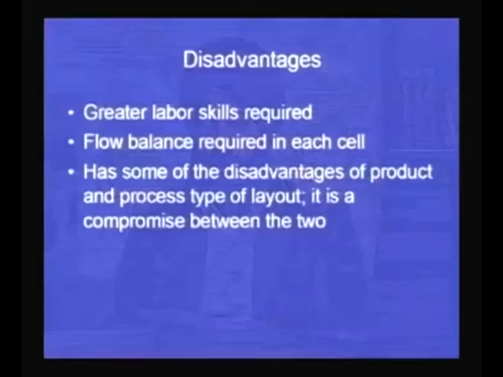So it has some of the disadvantages of product and process type of layout. It is a compromise between the two. So already we have seen that it is going to offer certain advantages of product and process type of layout, and this would also add up certain disadvantages of these two types of layouts. So we have seen that cellular type of layout has certain distinct advantages which has made it one of the most important types of layout being used in the manufacturing industry.